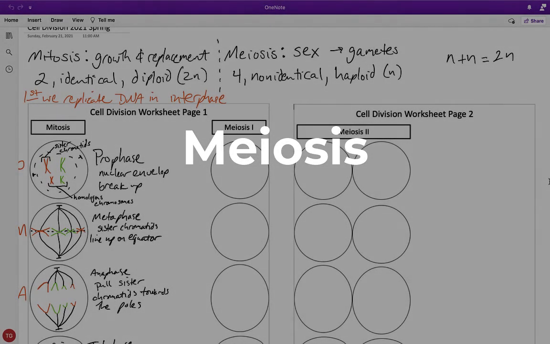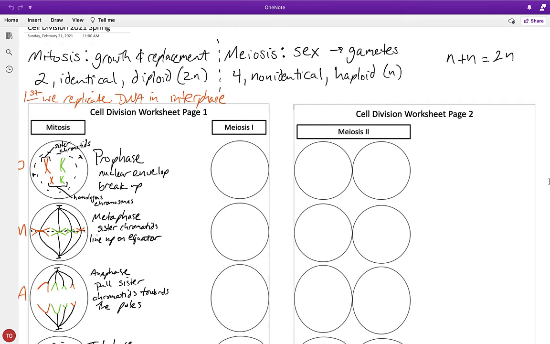Okay, now it's time to take a look at meiosis. As a brief reminder, meiosis is the process we use prior to sexual reproduction to produce our gametes. As a result of meiosis, we're going to produce 4 non-identical haploid cells. And again, as a reminder, we've got our math equation up there, n plus n equals 2n, meaning essentially that an egg plus a sperm equals a new diploid individual.